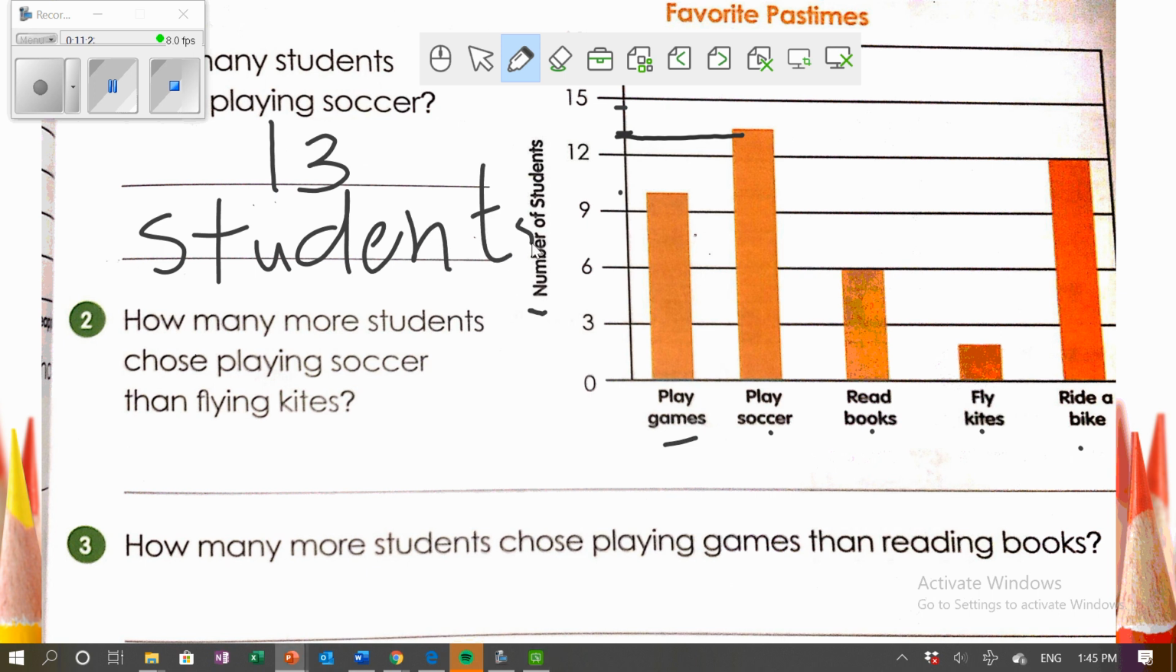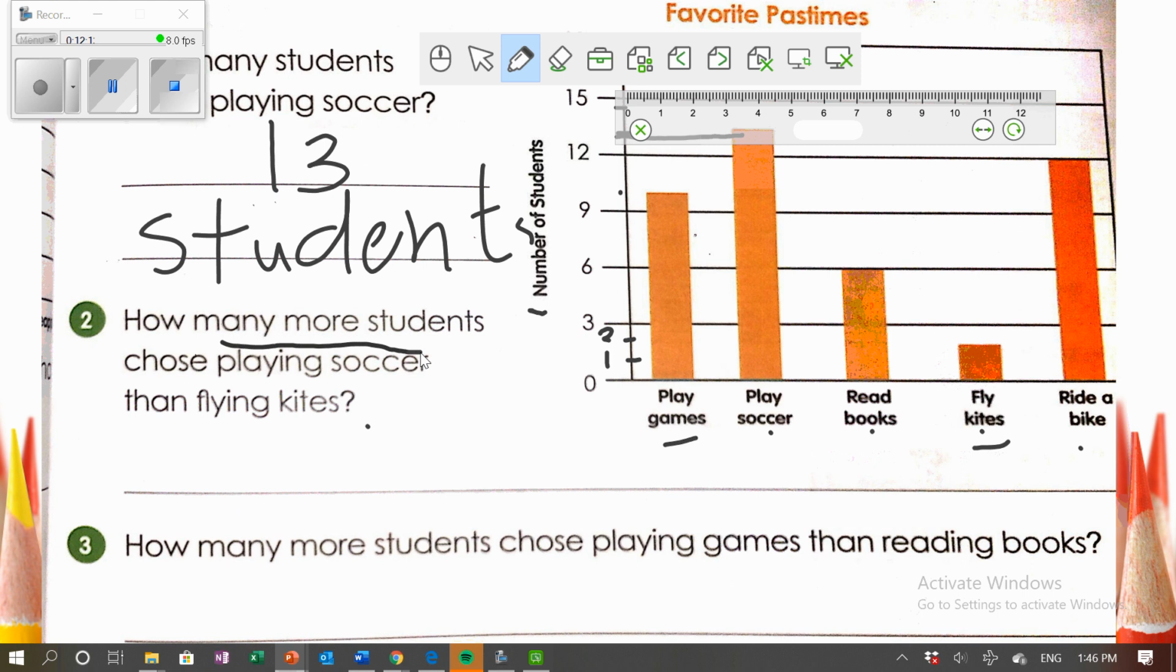Now, how many more students choose playing soccer than flying kites? I can see here the flying kite. If I want to read it, here is 0. After 0, I have 1. After 1, I have 2. If I bring a ruler, okay, I can see that flying a kite is closer to 2, so I have 2 students for flying kites, and I already have 13 students that play soccer. So I have to find the difference because they asked me how many more students. When I'm comparing, I have to subtract. The greater number is 13. 13 minus 2, the answer is 11 students.